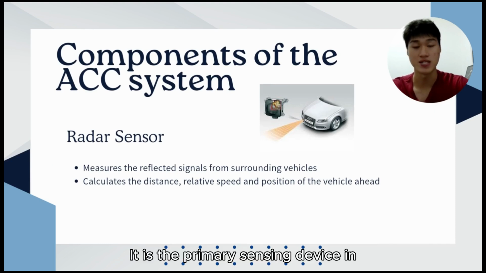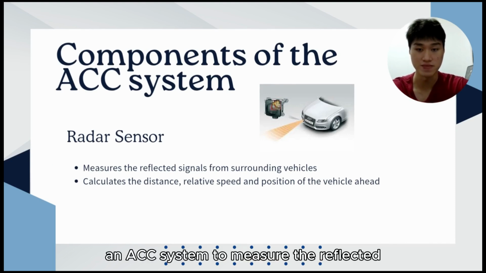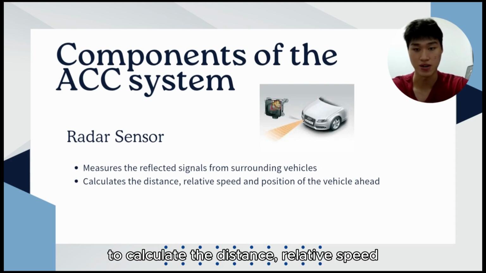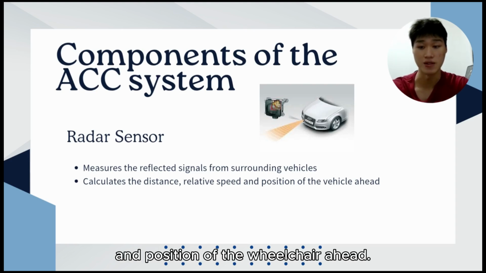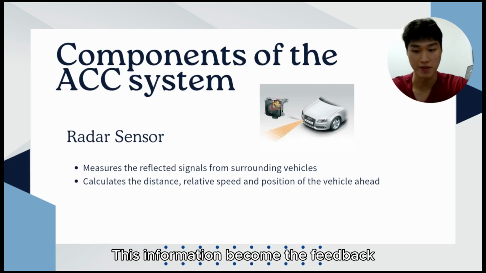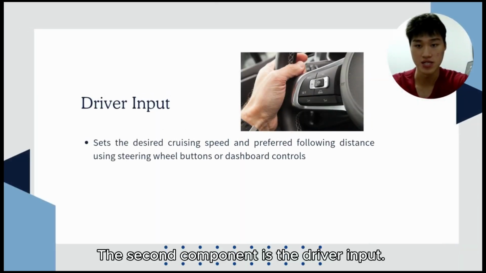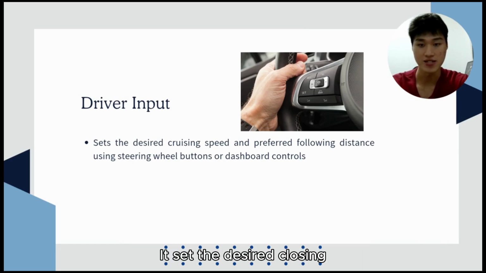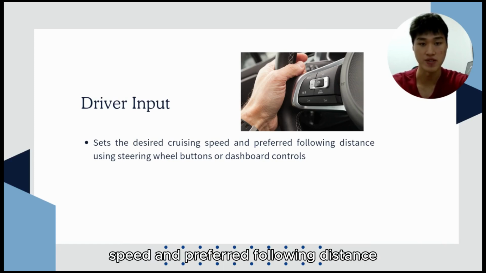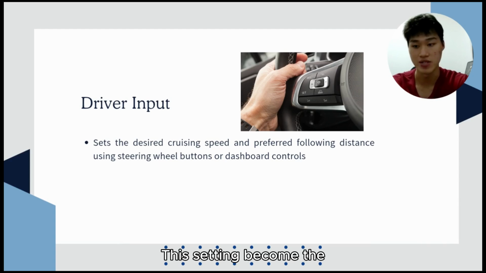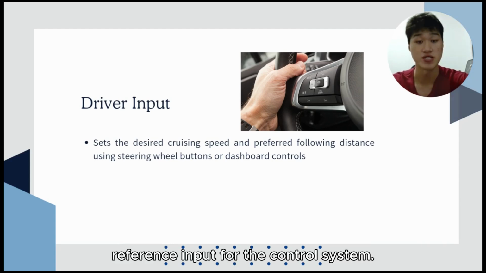It is the primary sensing device in an ACC system to measure the reflected signal from surrounding vehicles, to calculate the distance, relative speed, and position of the vehicle ahead. This information becomes the feedback signal for the controller. The second component is the driver input. It sets the desired cruising speed and preferred following distance using steering wheel button or dashboard control. This setting becomes the reference input for the control system.